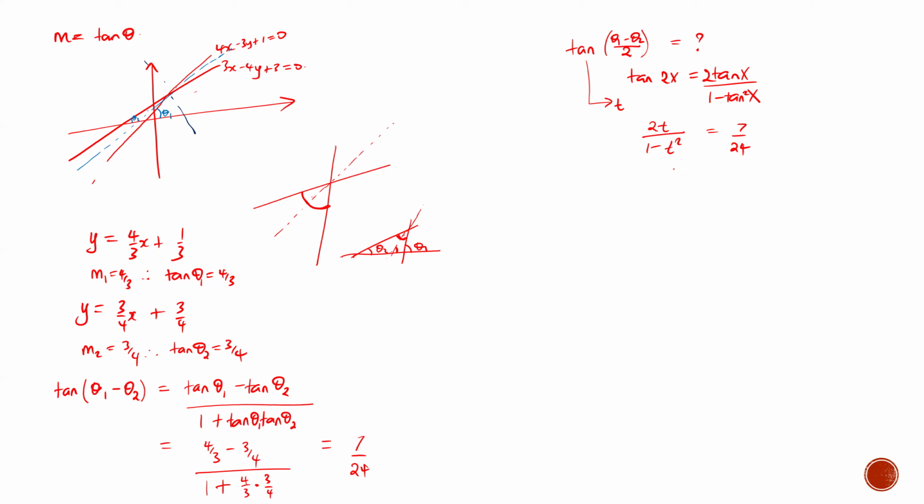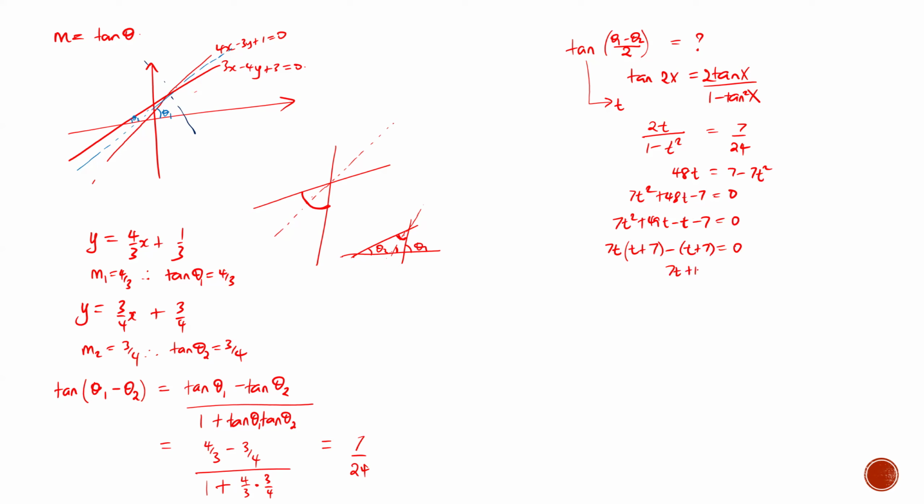So if we simplify this, 48t is equal to 7 minus 7t squared. And so 7t squared plus 48t minus 7 is equal to 0. If we decide to factorize this, of course, you could solve it in any way you can. I see that factorization is a bit straightforward, so we can do that. (7t - 1)(t + 7) = 0.